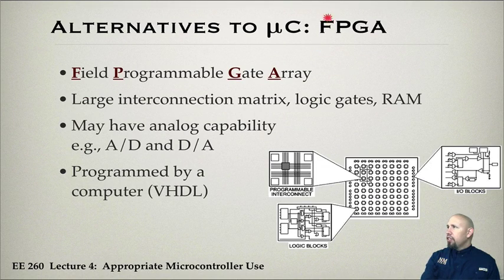Next, we have an FPGA, which is an important one, Field Programmable Gate Array, which basically, internally, has a large interconnection matrix connecting different devices together. There are logic gates. There is random access memory. Generally, that is volatile memory on the device. The FPGA may actually have A to D and D to A converter capability, so that may be resident on board the FPGA. In general, it's programmed by a computer. VHDL is a very common way to program these things. So it's a chip, but internally you have different things going on that you can work with. So that's the FPGA.